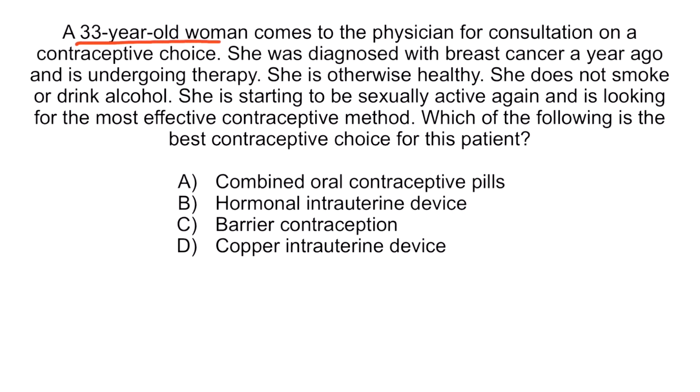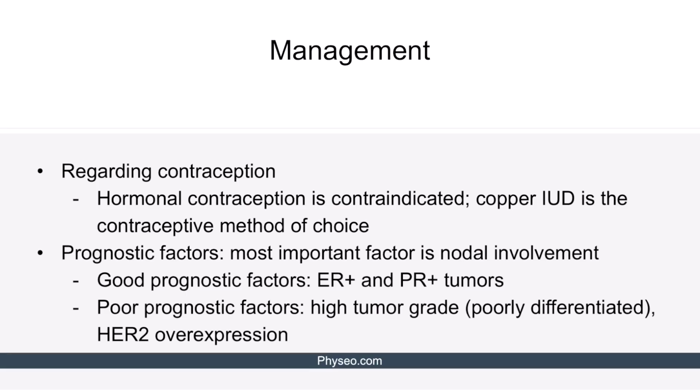Alright, so this 33-year-old woman is requesting an effective contraception method. The most effective and best contraceptive method for this patient with breast cancer is D. Copper intrauterine device. Remember that hormonal contraception is absolutely contraindicated in patients with breast cancer. Instead, copper IUD is the contraceptive method of choice.